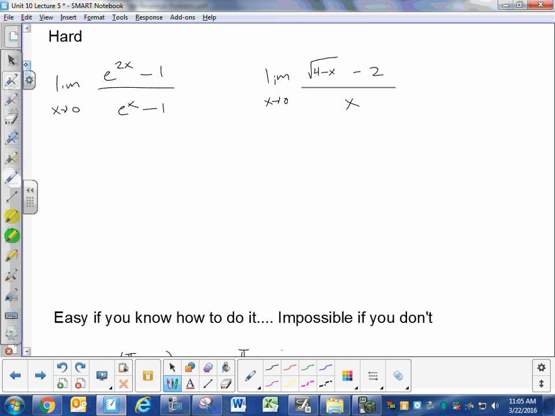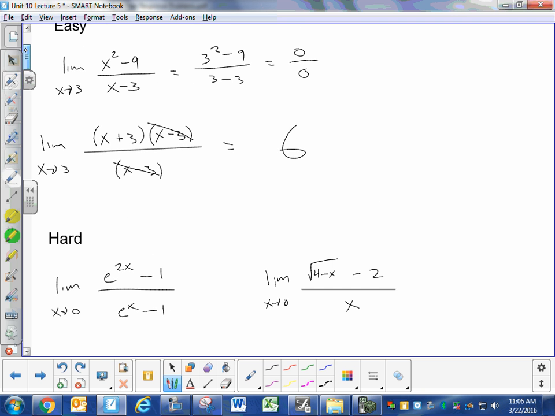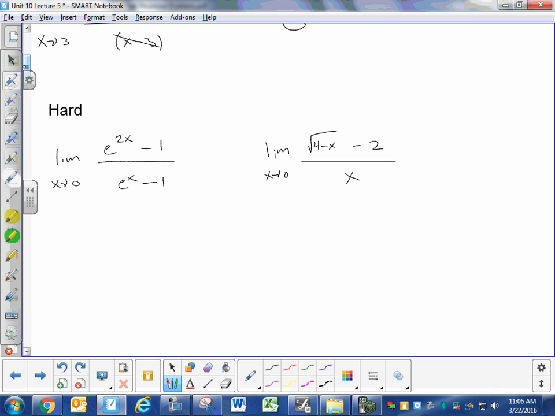But let's look at these two. Both of these can be evaluated algebraically. But I bet most of you right now would just kind of shrug your shoulders and be like, nope, can't do it. Am I right?